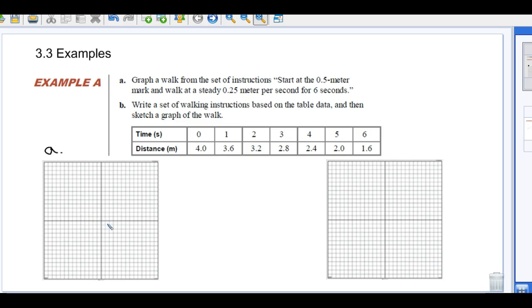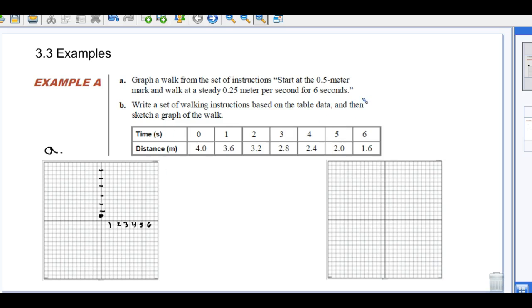Okay, so here's our graph for part A. We're going to say this is 1, 2, 3, 4, 5, 6. Then we're going to try to start at 0.5, and the time axis is going to be 1, 2, 3, 4, 5, 6. So we start at 0.5, which is right here, and then we're going to go 0.25 meters for every second, for 6 seconds.